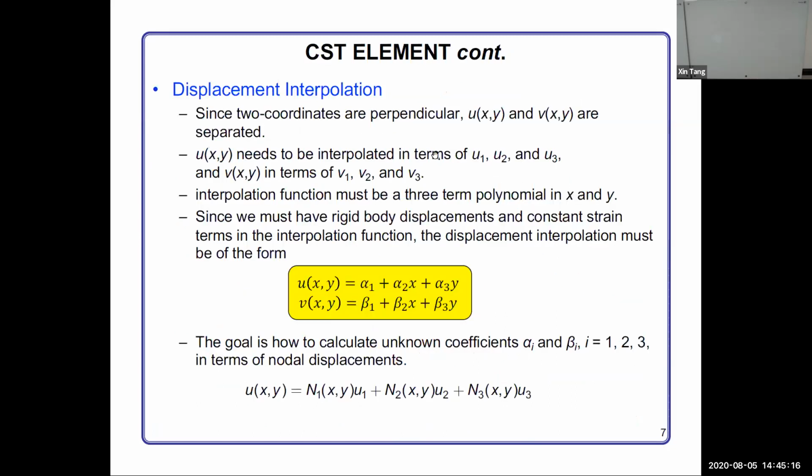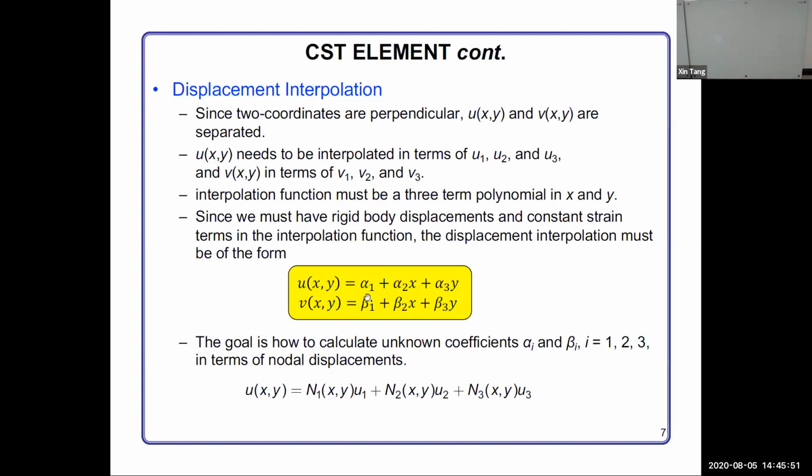Now, here, I already explained those things. This is the x, u, continuous displacement field, with alpha 1, alpha 2, alpha 3, and they are a function of linear x, y, and v, also beta 1, beta 2, beta 3, and the linear terms x and y. Here, alpha 1, beta 1 are the rigid body motion around the x direction and the y direction, okay?